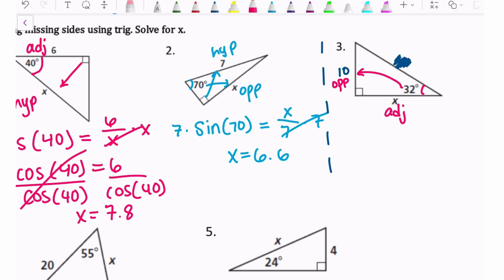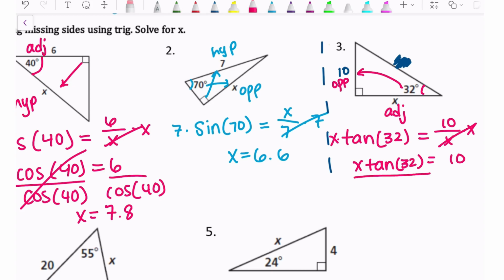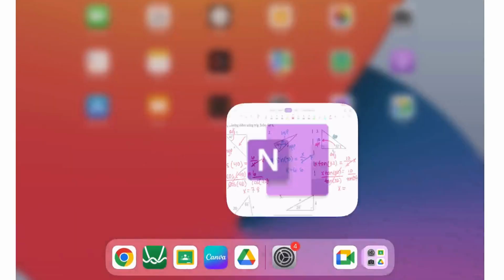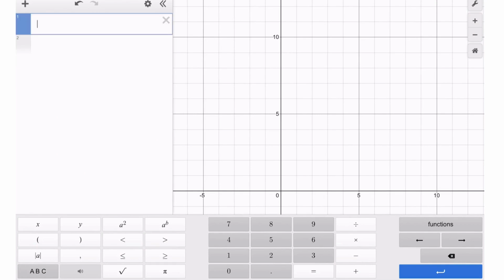Originally, we had the hypotenuse that I scribbled out. So now I have opposite and adjacent, so I have the tangent of 32 is equal to the opposite side, 10, over the adjacent side, and then I'm going to multiply by x to get it out of the denominator, and I have x times the tangent of 32 is equal to 10, and then I'm going to divide by the tangent of 32. You'll start to see that even when x is in the denominator, the steps all follow the same moves, and you get more comfortable with them as it goes on.